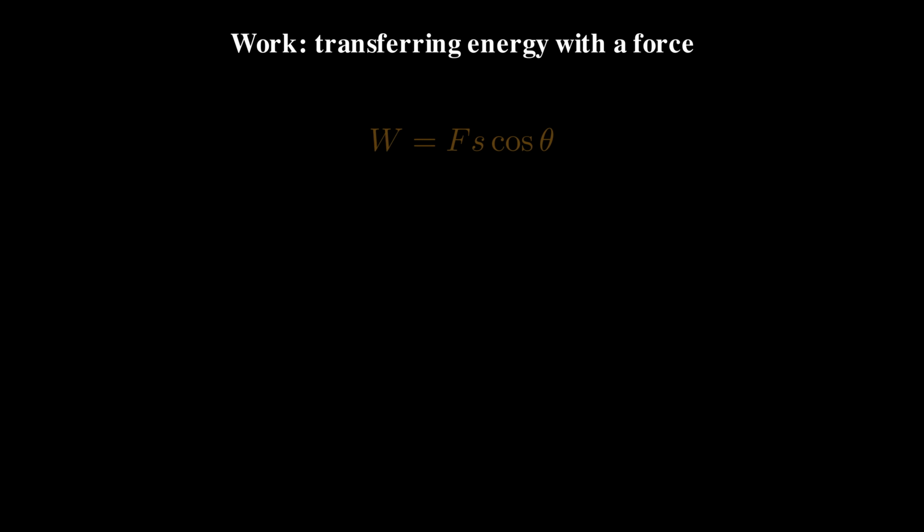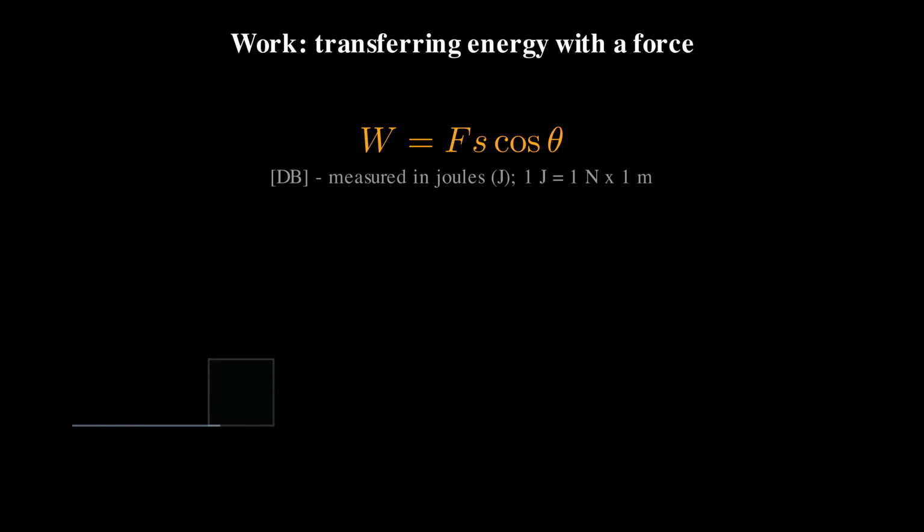Let's define the currency of this whole topic. Work. When a force pushes an object through a distance, it transfers energy to it. And we call that energy transfer the work done. The formula is force times distance times the cosine of the angle between them. Work is measured in joules. 1 joule is 1 newton pushing through 1 meter.